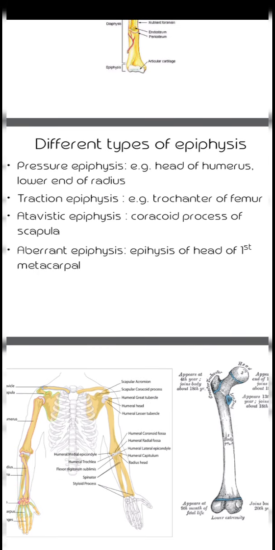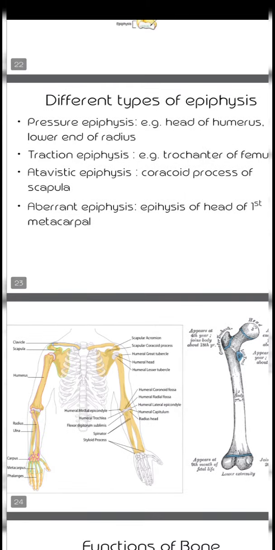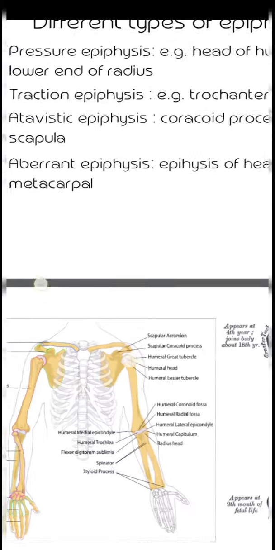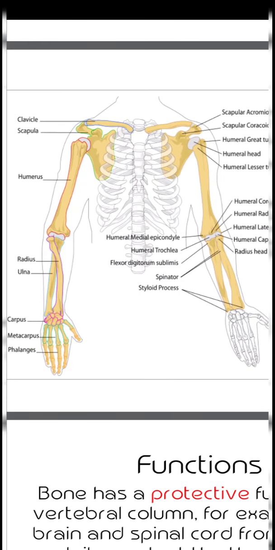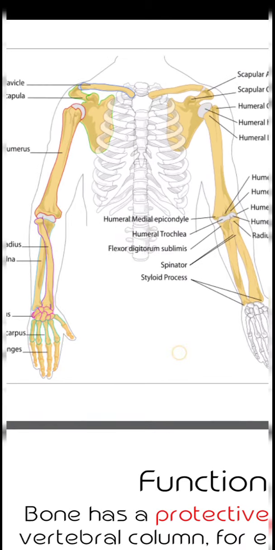Okay, here different types of epiphyses are explained. What is pressure epiphysis, traction epiphysis, atavistic and aberrant epiphysis. We're going to study the musculoskeletal system in detail, so I'm not going to go into detail of these types here. Here we are just getting an overview of the bones. Okay, so here there are names of some bones.